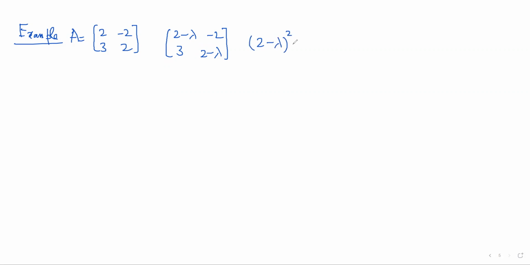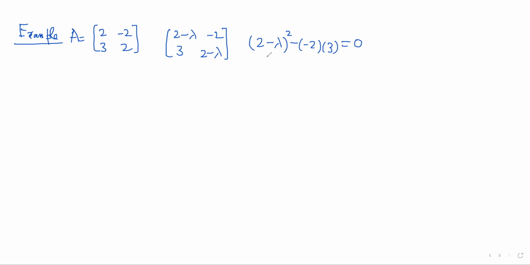If we have a matrix A as [[2, -2], [3, 2]], we want its eigenvalues and eigenvectors. For eigenvalues, we write it like [[2 minus lambda, -2], [3, 2 minus lambda]]. Then we find its determinant: (2 minus lambda) squared minus (-2 into 3) is equal to 0. This is the characteristic equation.